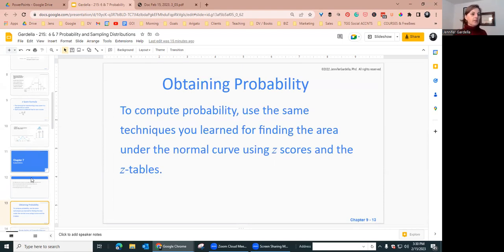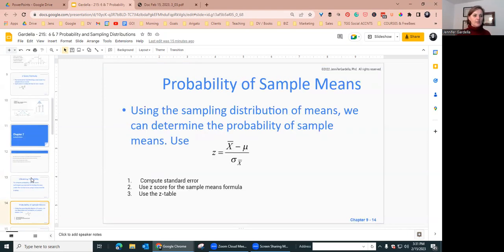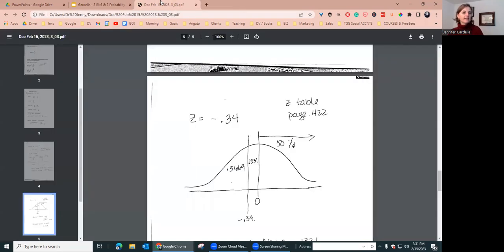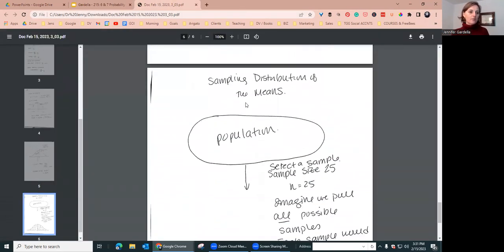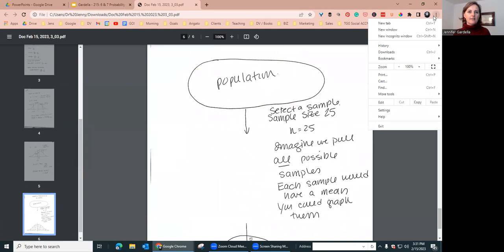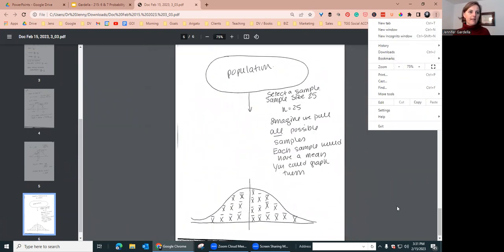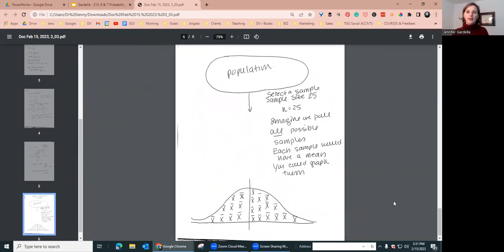So what we want to do is obtain the probability of obtaining a certain sample with a certain mean attached to it. I know that gets a little confusing, but here I've drawn it out for you in one of my famous pictures. Let me see if I can make this a little smaller. So when you read in your book about the sampling distribution of the means, this is what they talk about. And this picture has helped a lot of students get through this concept.